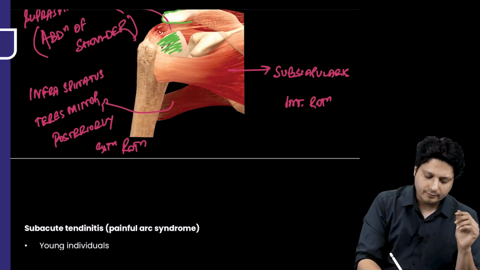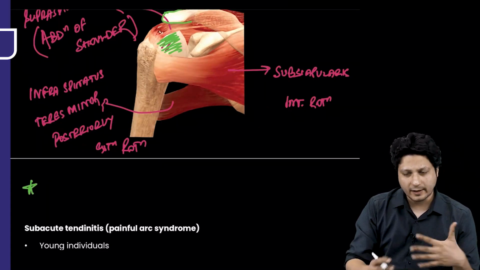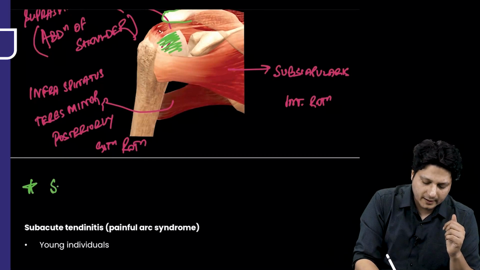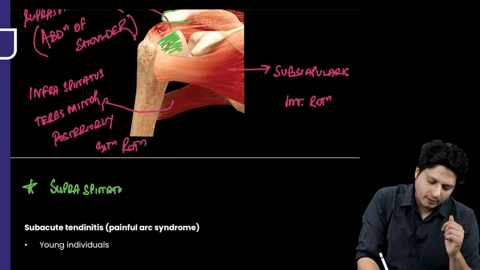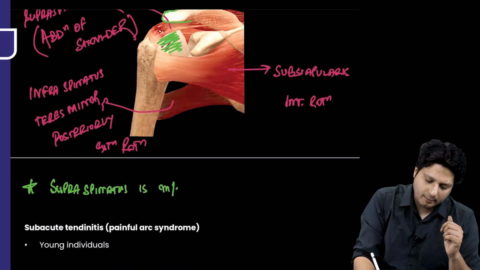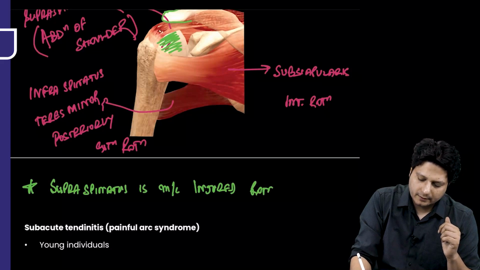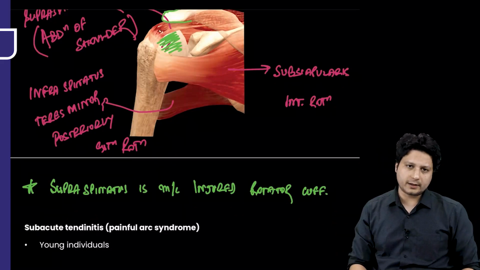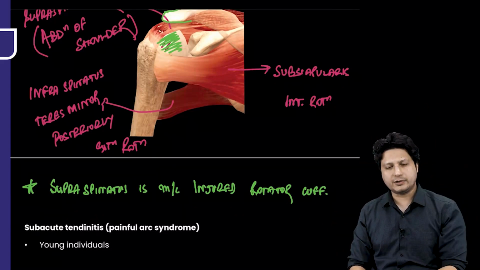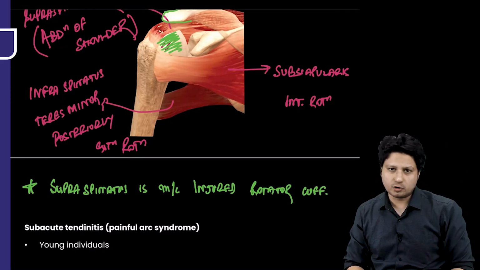All right. By putting a star, you can write down this very important topic, that supraspinatus is most commonly injured in the rotator cuff. Means most commonly injured component of the rotator cuff. Among all rotator cuff injuries, supraspinatus is something which is most commonly injured.